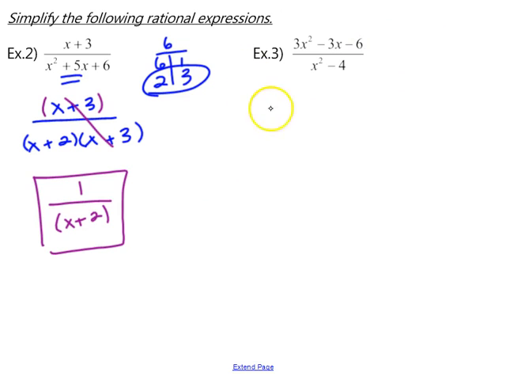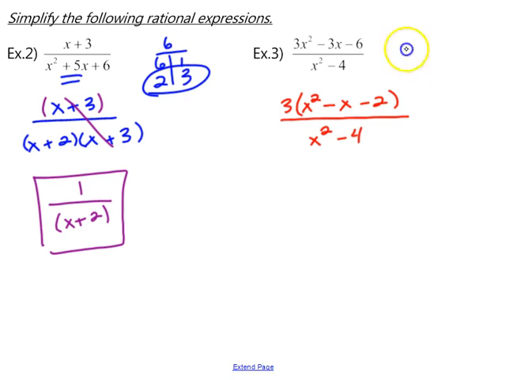Let's go ahead and work out example 3. If you feel comfortable, I want you to pause and try this on your own and check back with me. Otherwise, let's work through it step by step. On the top, we want to first see if there's a GCF to factor out. All of these terms have a factor of 3, so let's pull that out first. So we're left with x squared minus x minus 2 when we factor out a 3 from each of those terms. And then along the bottom, we don't have a GCF, so let's go ahead and just leave that as x squared minus 4 for now.